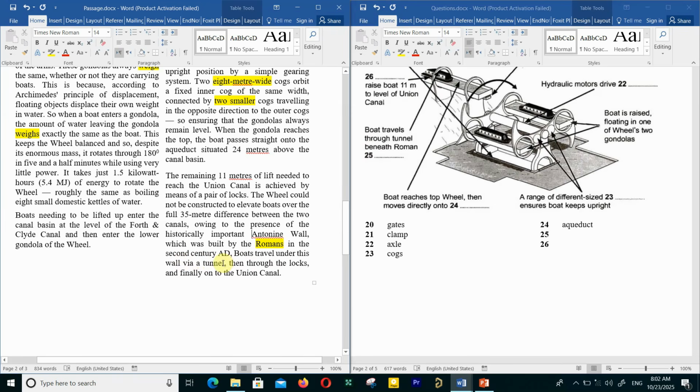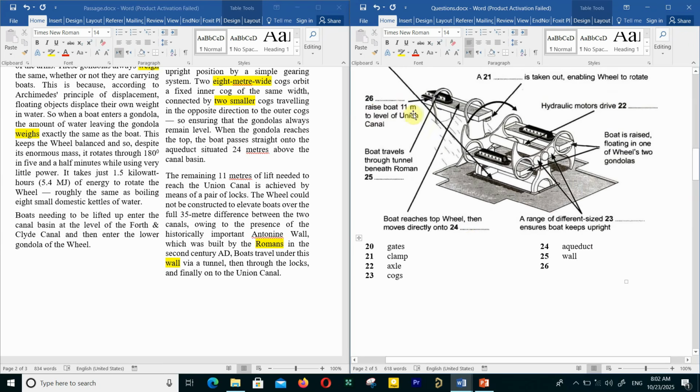Through means via a tunnel, and beneath means under. Under what? Under this wall. So wall is the right answer for question 25. Wall. How about 26?